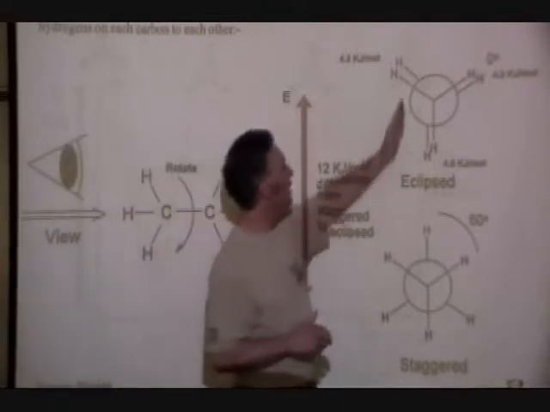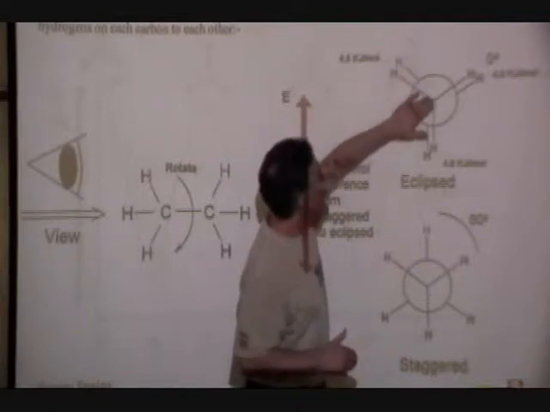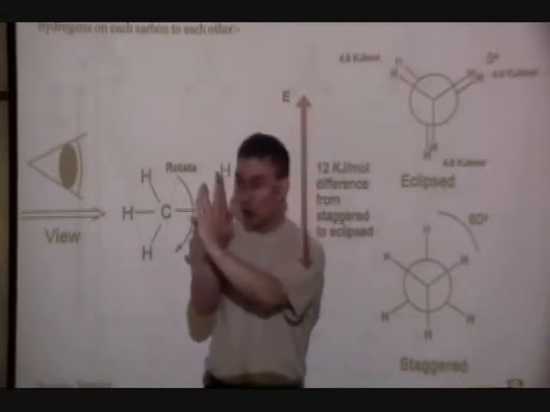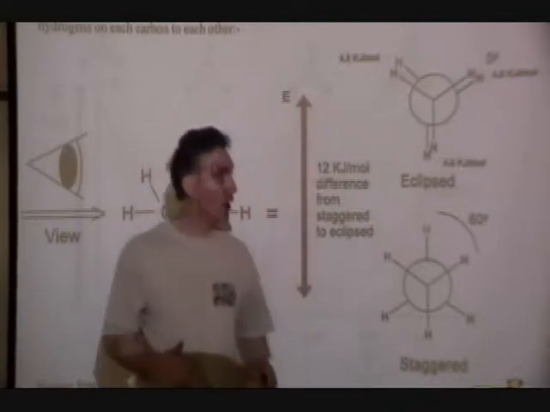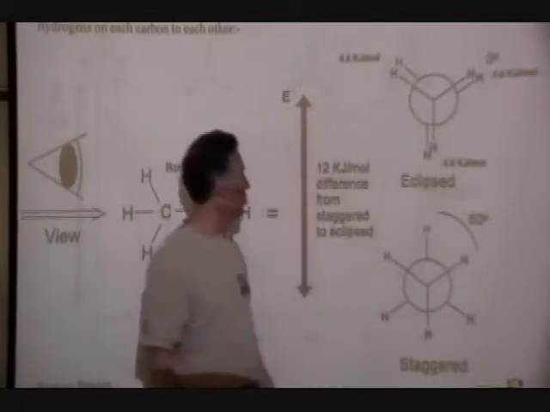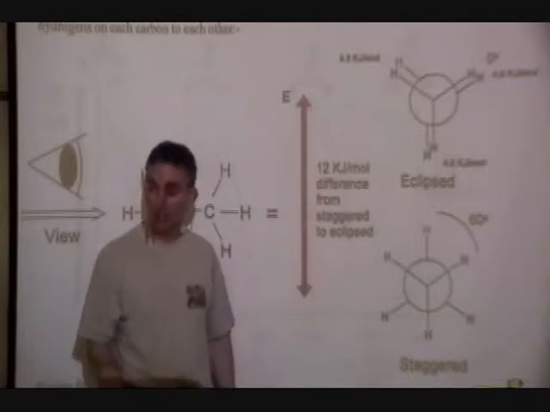Compared to the eclipsed conformation, where we have just slightly separated it, each of these carbon-to-hydrogen bonds is directly aligned over the top of each other, albeit on either the first or second carbon. And we find that this increases the energy of the molecule by a whopping 12 kilojoules per mole in difference.